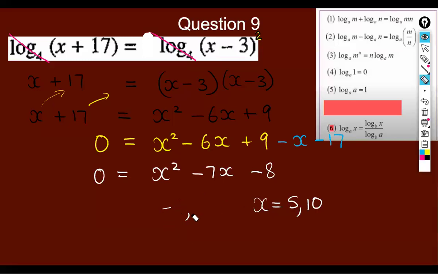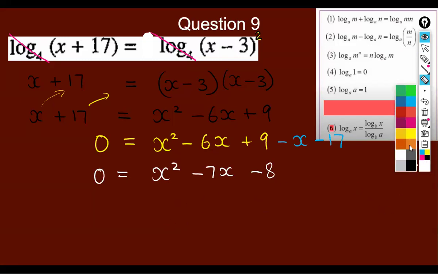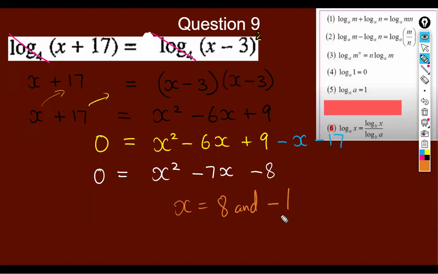It's none of these answers. All of those answers are wrong. It's supposed to be 8 and minus 1. It's 8 and minus 1 for x.